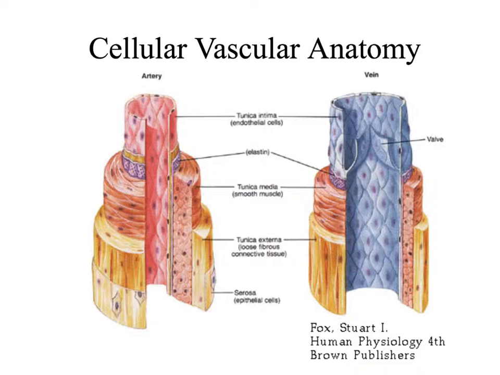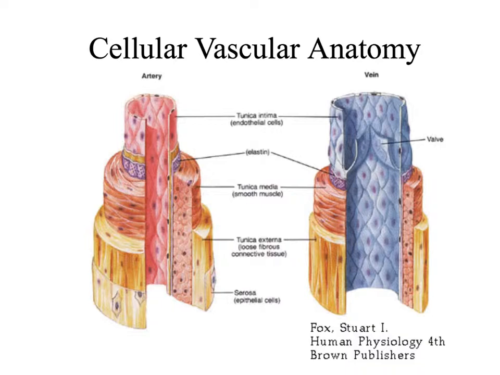Okay, so first of all, this is going to be cellular vascular anatomy, and what the two diagrams here represent are the different structures of arteries and veins. In general, the structures are fairly similar. Obviously they've all got a lumen, which is the hole through which the blood travels. They have a tunica intima, which is the inner layer of the lumen, and they have a media, which is the smooth muscle filled middle layer, and then an externa or adventitia, which is a layer of loose fibrous connective tissue.